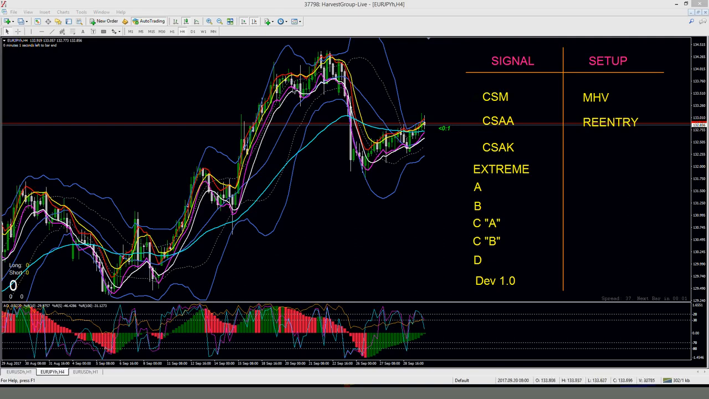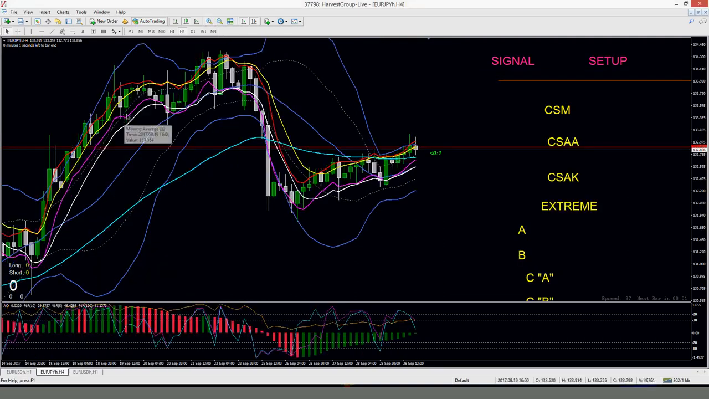Okay, so as you can see, let me just show it here. You have extreme A, you have re-entry buy, and you have a candle that breaks MA5 and MA10. So this is candlestick early direction. And then you have CSAK, which is the candlestick direction. Over here, the candlestick breaks through MA5 and MA10 and also mid BB.